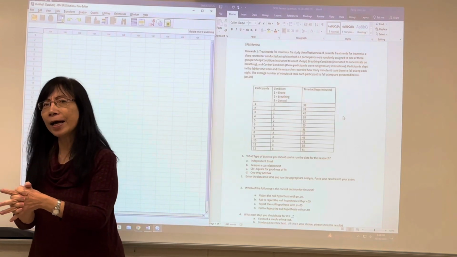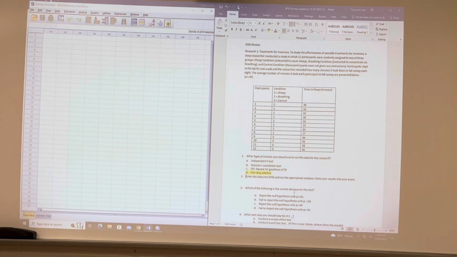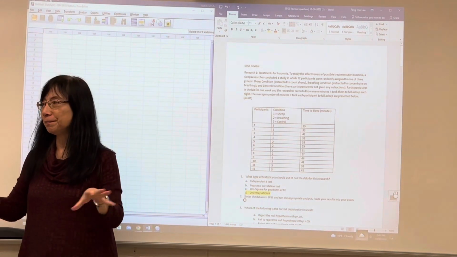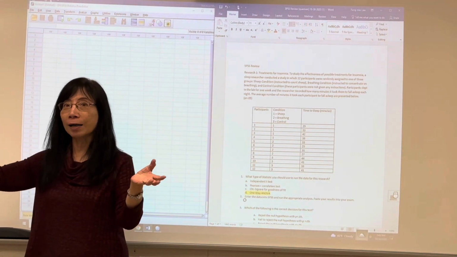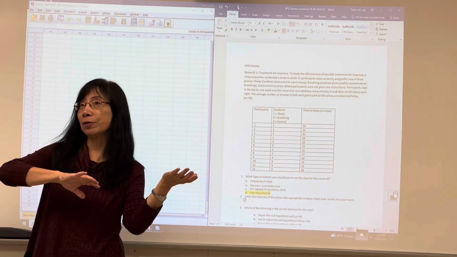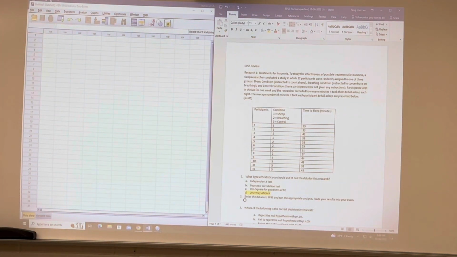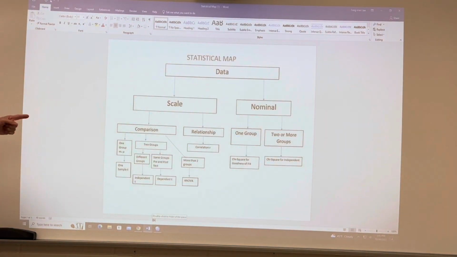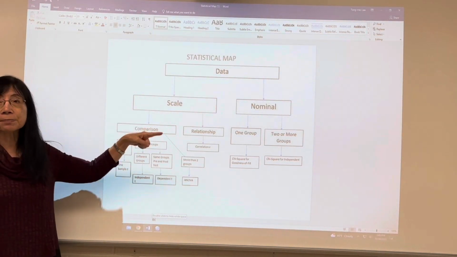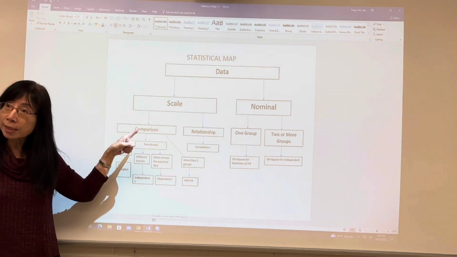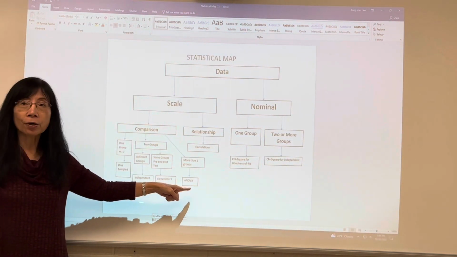The first thing is to make sure you get the right test, because if you get question A wrong, ideally the rest of the questions for this research will be wrong. I don't even need to look at it, I just mark it all wrong. Even if you guess the rest right, if your first one is wrong, then it's wrong. So the first question is important. That's why I say you can have the map, because the map shows you the data are scale, which means you can compute the mean score. If you want to do a comparison with more than two groups, you do ANOVA.